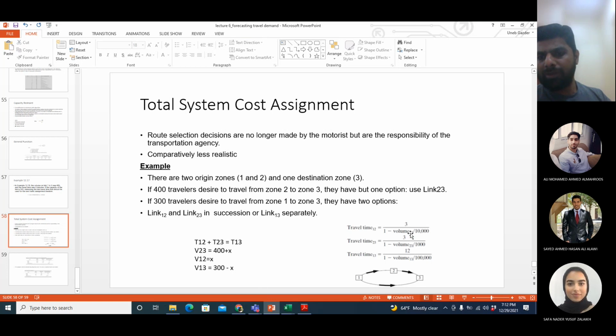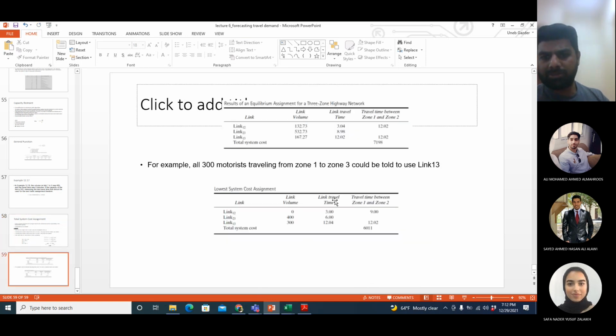Okay, so 1 to 2 will become 0, 2 to 3 will become 400, and 1 to 3 will become 300. So then the travel time will be this much. Okay, so this is the effect of forcing the travelers to use a particular link. In that case, you may not have the equilibrium, but the total cost of the system will be less. Now you can see travel time of one route is 12 minutes, travel time of the other route is also 12 minutes. If you multiply 12 minutes with this value and this value, the total cost will be higher. The total travel time for all the routes will be higher.